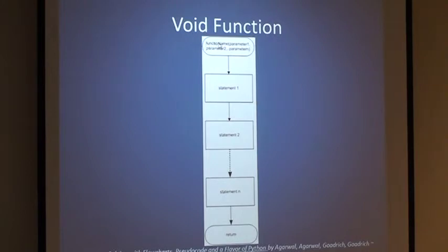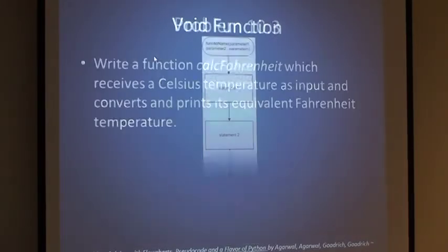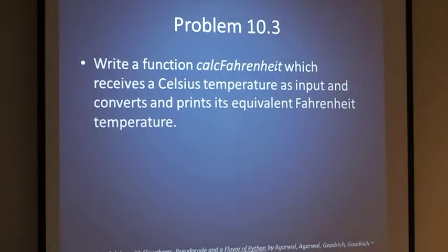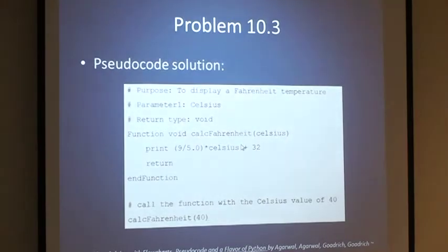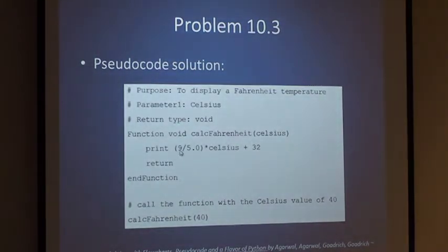Function name, there's something wrong here, spelling error. So write a function calc Fahrenheit, which will receive something and print the equivalent Fahrenheit temperature. So this is a useful pseudocode thing, and this is the calculation part. 9 by 5.0, so that it doesn't do integer division, times Celsius plus 32 is the formula to convert a Celsius reading. For example, 100 would be 9 times 20, 180 plus 32, 212, right? And just a plain return because you're already printing the answer out. So it does not have to return the answer.